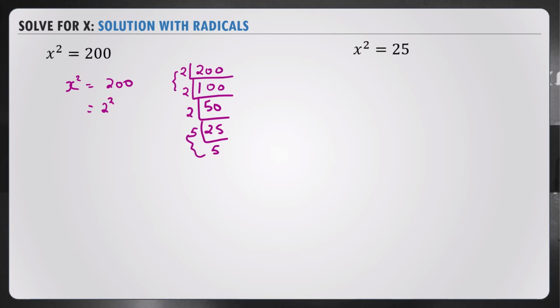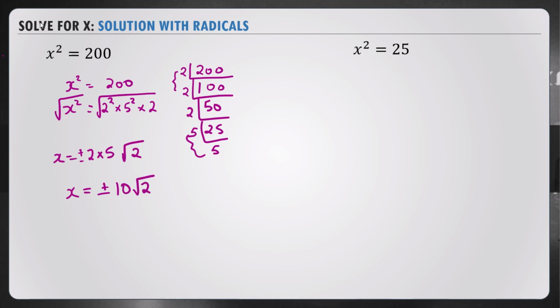That's 2 squared into 5 squared, and we're left with a 2. So now x squared is equal to this. Taking the square root on both sides, we get x will be equal to, these will be 2 into 5, and 2 will remain under the square root sign, and this becomes positive and negative. So x will be equal to positive or negative 10 root 2.